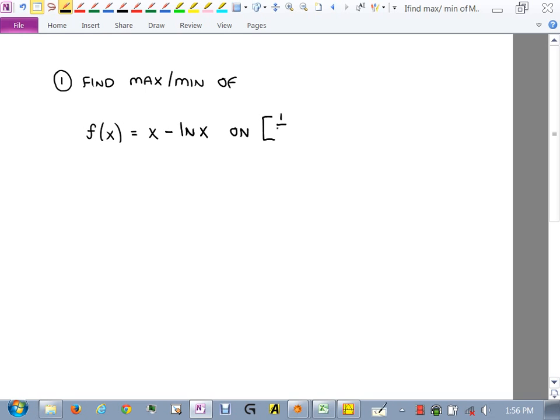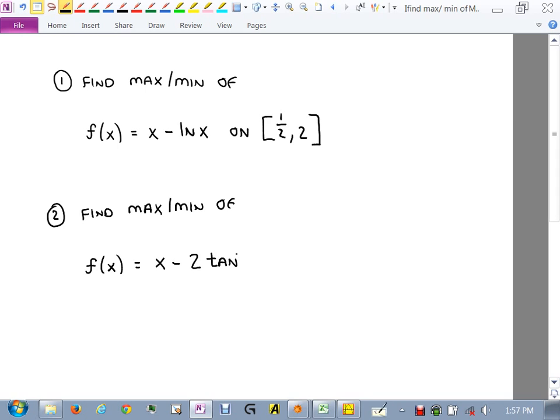1/2, 2. And then after you do that one, same instructions, find the max and min of f of x equals x minus 2 arctangent x on the interval 0, 4.